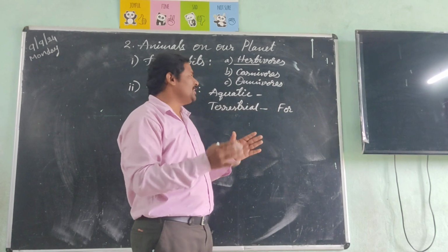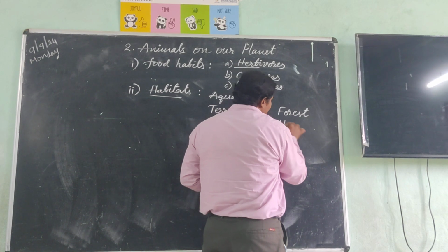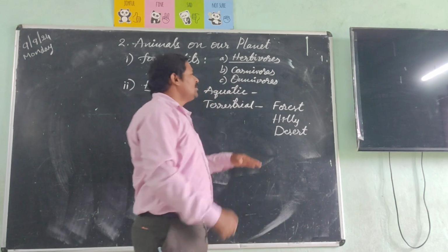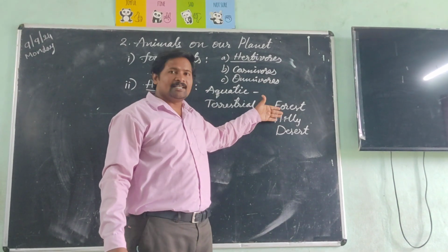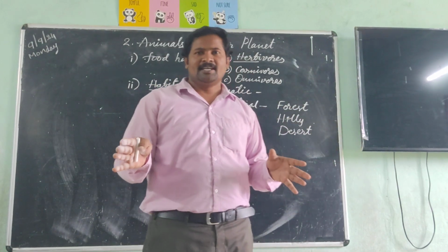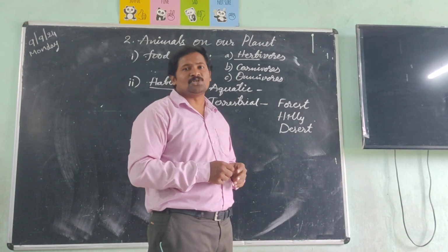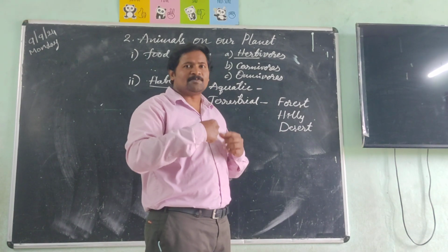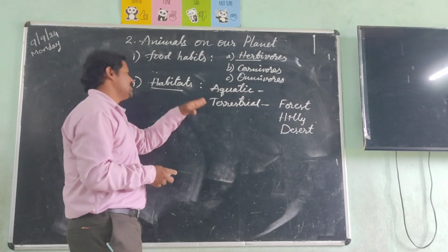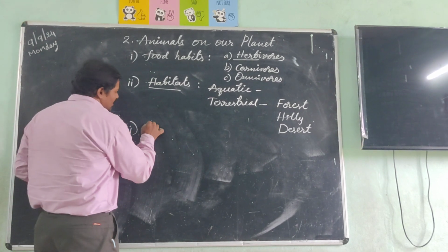So the land is parted into different regions or areas: forest area, hilly area and desert area. Right? If we see these three different areas, the animals living in those areas are different in all aspects. In their food habits maybe, and their living style is also somehow different. Physical aspects are also different from one area to another area. This is about habitats.